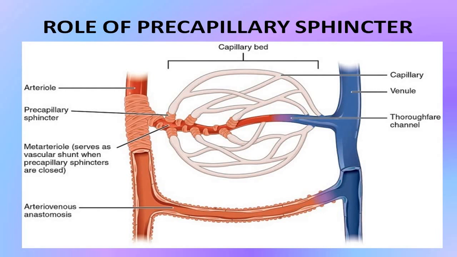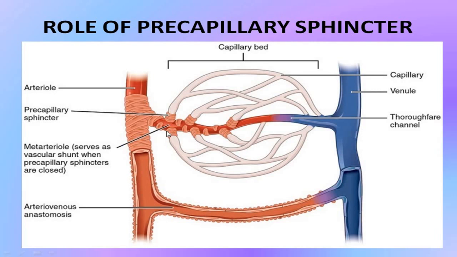Now the capillaries, or the role of the precapillary sphincter in regulating the flow of blood through capillaries. Arterioles are the smallest vessels of the arteries. They then break up into capillaries, and at the start of capillaries there is a sphincter that is called the precapillary sphincter. Arterioles break up into capillaries through a metarteriole.